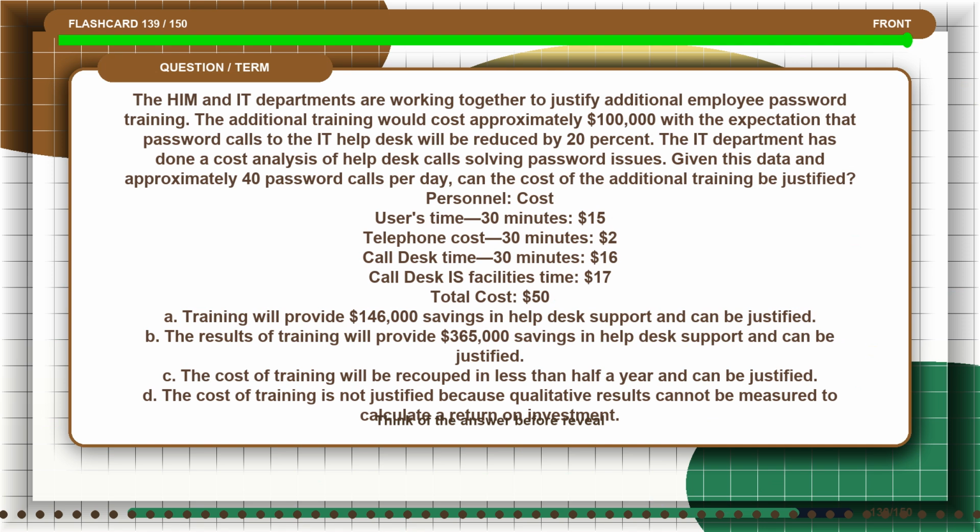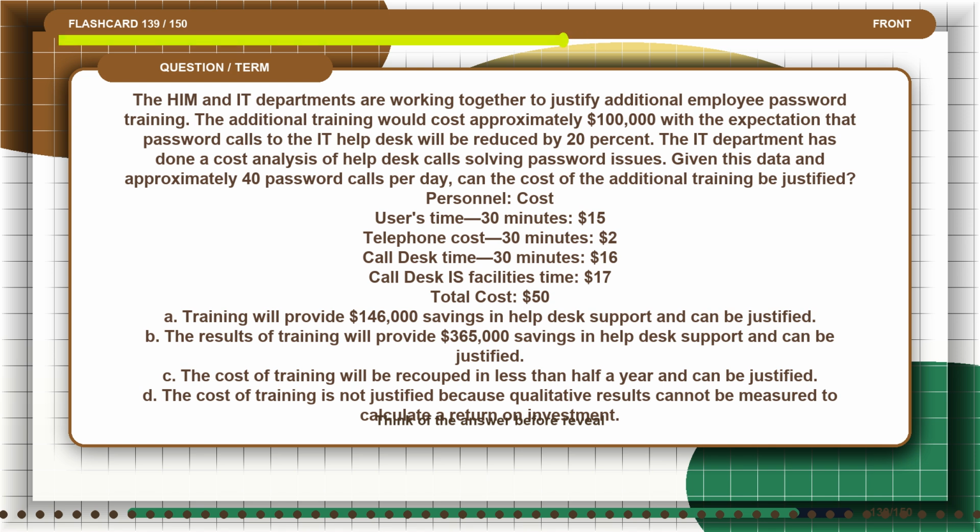Flashcard 139. The AHIMA and IT departments are working together to justify additional employee password training. The additional training would cost approximately $100,000 with the expectation that password calls to the IT help desk will be reduced by 20%. The IT department has done a cost analysis of help desk calls solving password issues. Given this data and approximately 40 password calls per day, can the cost of the additional training be justified?